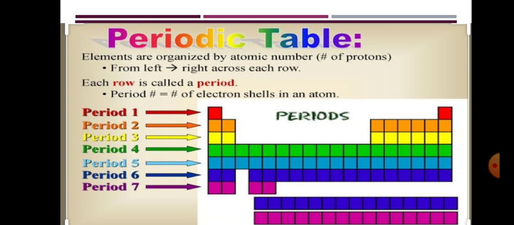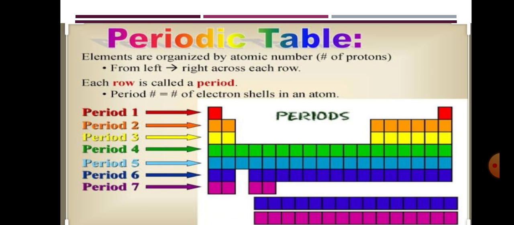Elements are organized by atomic number, meaning this periodic table was based on the atomic number. What is the atomic number? Atomic number means the number of protons or electrons present in an atom. From left to right across each row, in a period we are moving from left to right. Now each row is called a period.